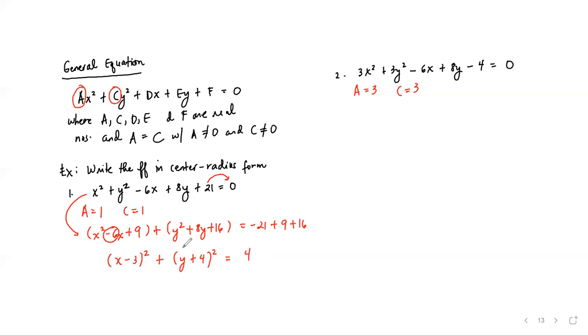So now the equation is in the center-radius form. So this means that this is a circle having center at 3, -4, and the radius is equal to 2.